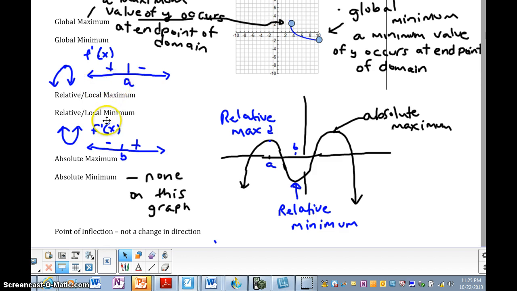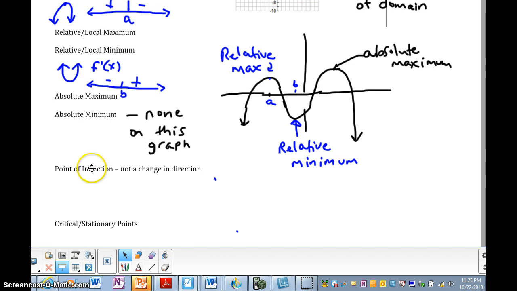For the relative local minimum, as you would guess, it would be in reverse. For our minimum, this section would be decreasing, so our derivative here would be negative. And then in this section, the slope of our tangent line would always be positive. So here's our sign diagram. And then b again is just our x value at that minimum point.